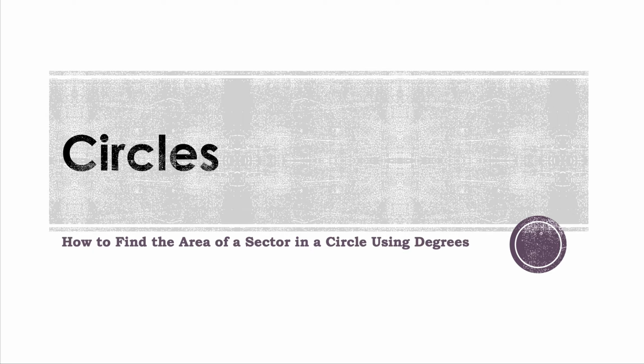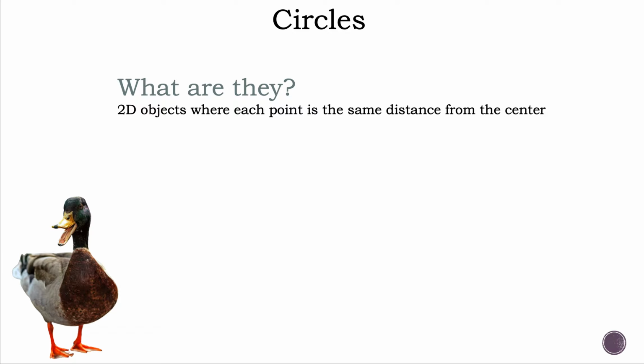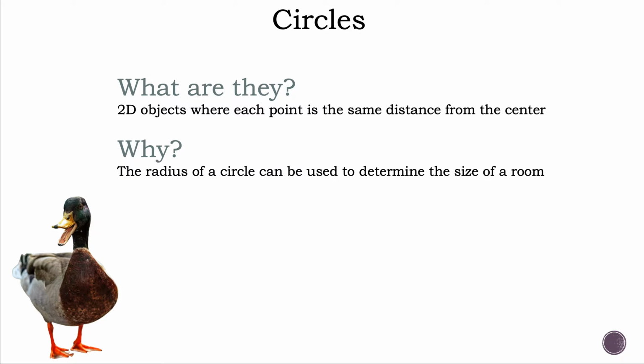Circles. How to find the area of a sector in a circle using degrees. What are they? 2D objects where each point is the same distance from the center. Why the radius of a circle can be used to determine the size of a room.